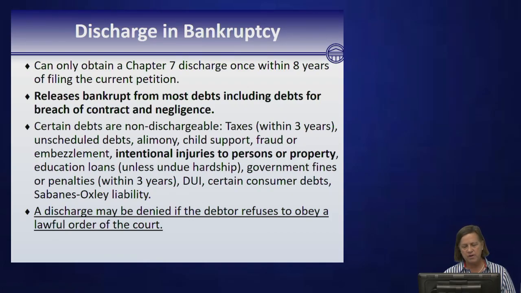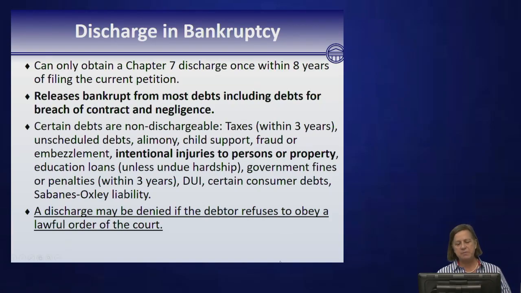Alimony and child support, not dischargeable in bankruptcy. Debts based on fraud or embezzlement, not dischargeable. And debts based on intentional injuries to people or property, not dischargeable. Almost all education loans are not dischargeable unless you can prove undue hardship, and that's very difficult to do. And any judgment based on driving under the influence or operating any sort of mechanical vehicle under the influence of drugs or alcohol, not dischargeable in bankruptcy.